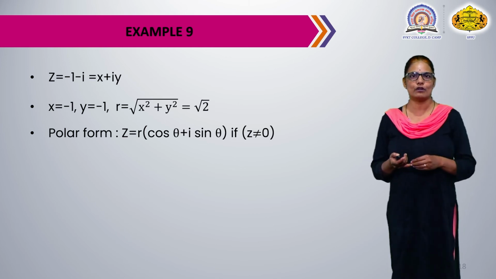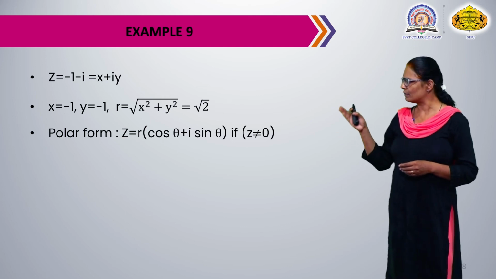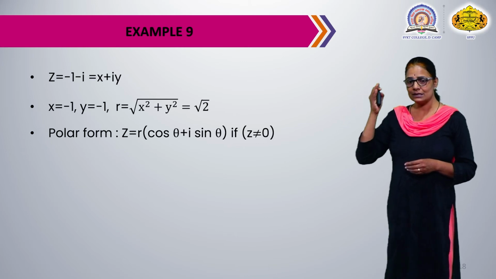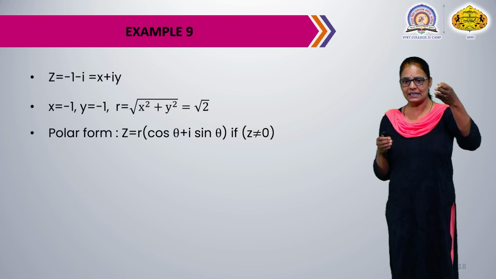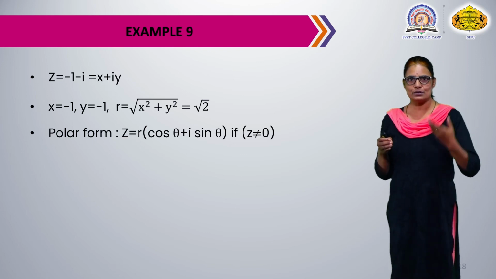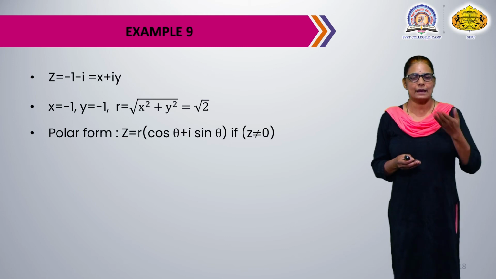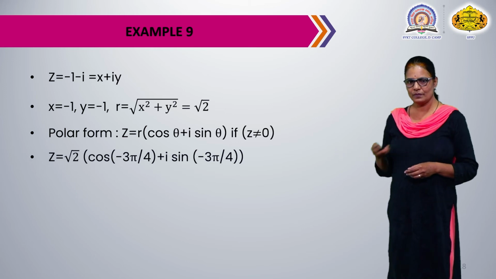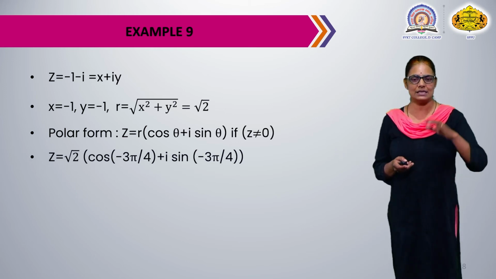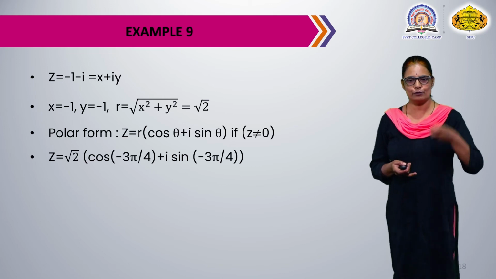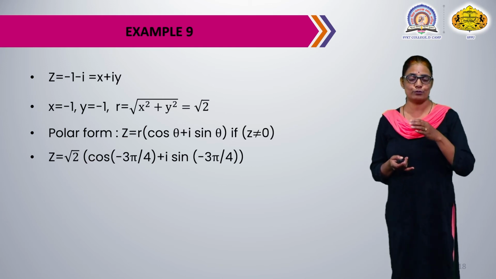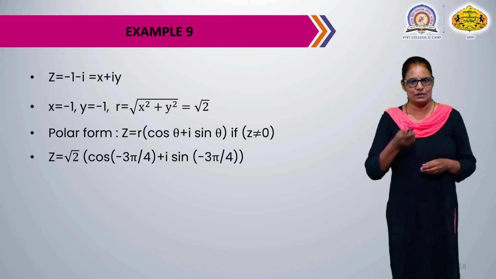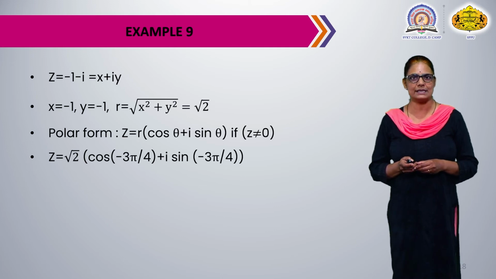We know that the polar formula is z equals r times (cos theta plus i sin theta). Put the value of r, which is root 2, and the next part is theta. We have already found theta, so just put the value of theta. So we get the polar form of the complex number. See, in the last lecture's example, we already found theta equals minus 3 pi by 4 for z equals minus 1 minus i.